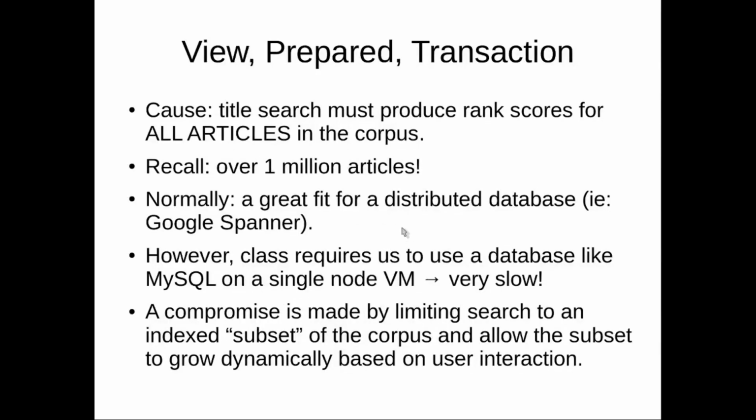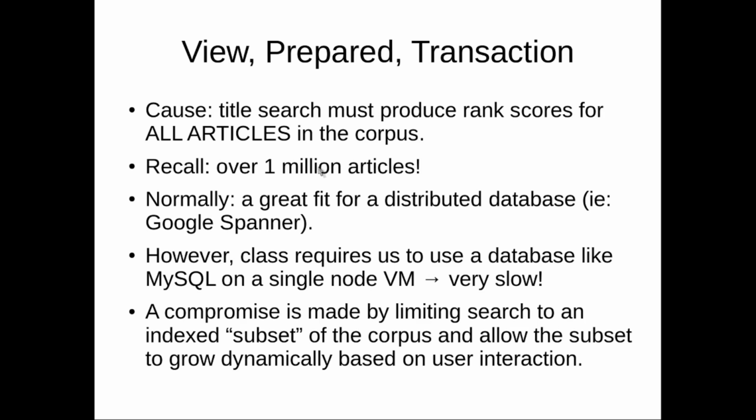Okay, so now we're going to talk about, I guess, further problems that this causes us. Remember that to produce the actual search results, we must compute the rank score for all of the articles in a corpus. And also remember that there are over 1 million articles in the database because we decided to go wide instead of tall. And it happened, and there is nothing I can do to fix that.